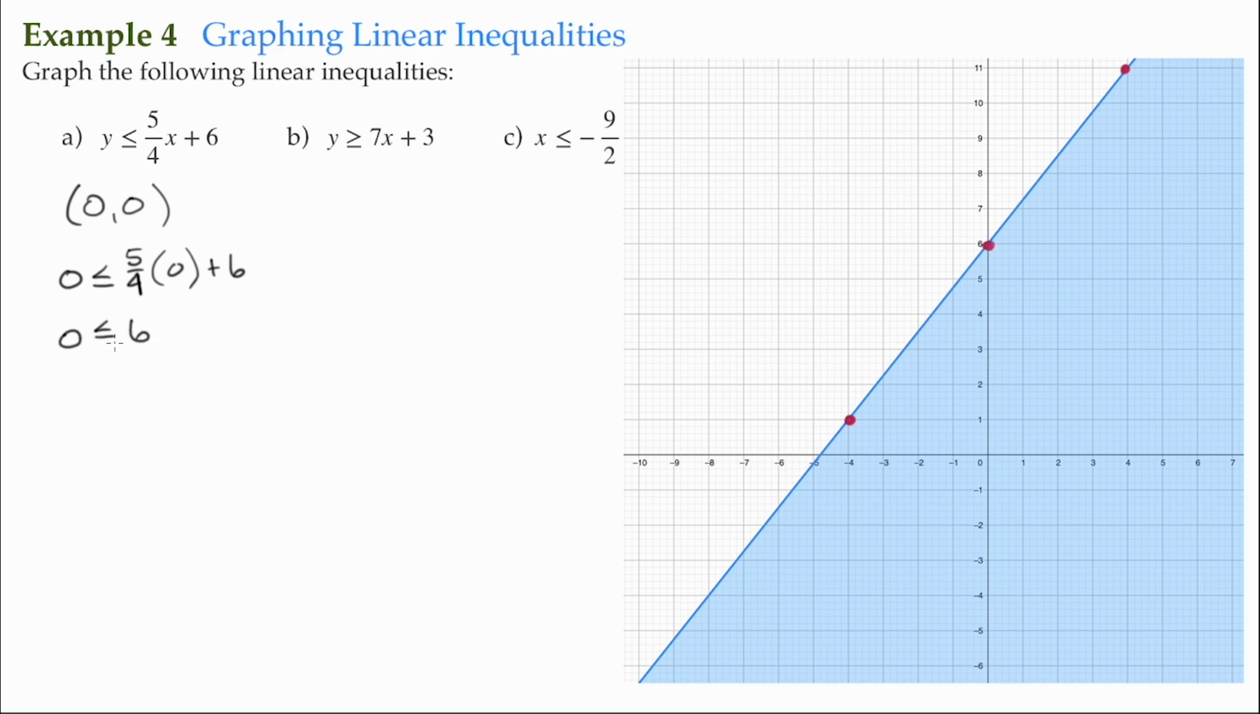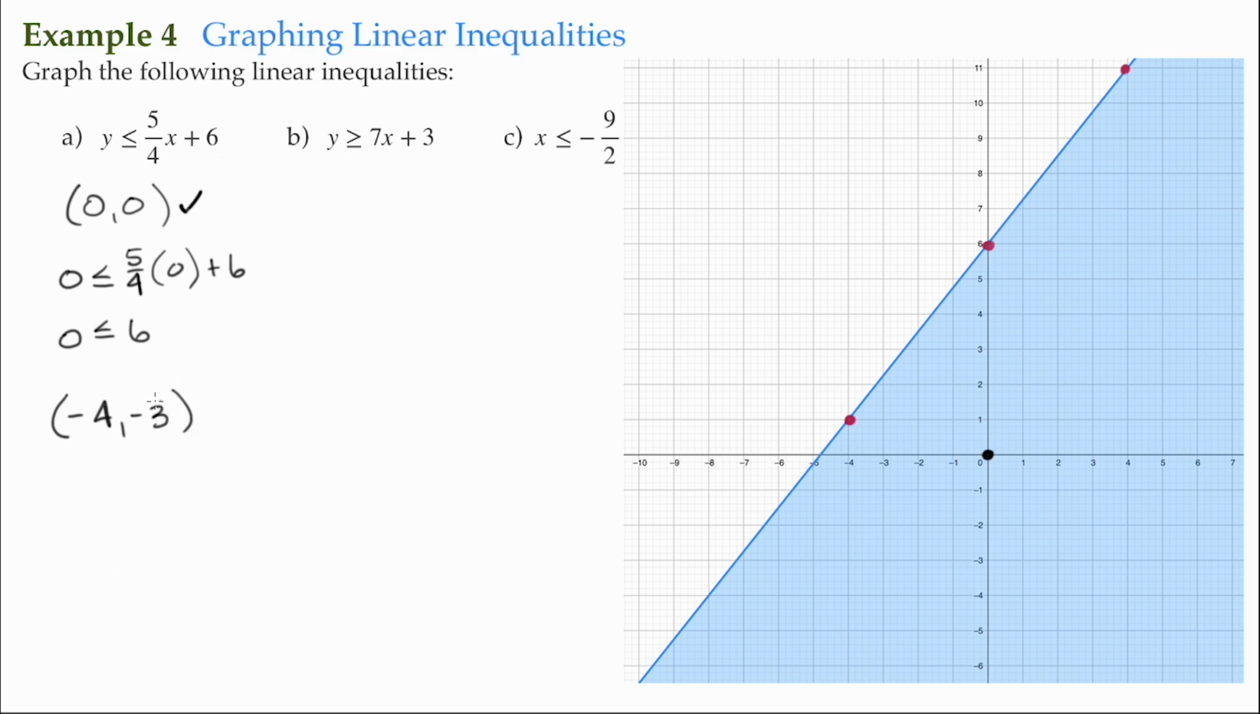So it does confirm it. So this does fall within our region. And of course, we could see here's 0, 0 right there, well within our shaded region. We could check another coordinate. Let's try something like -4 and how about -3?